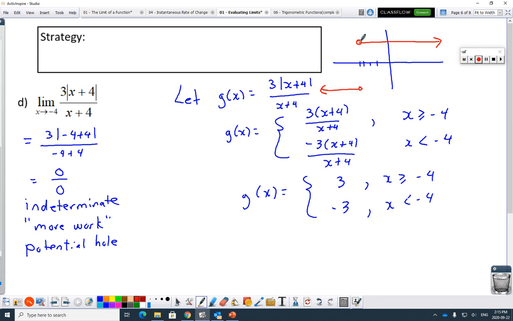Because x can't equal negative 4. You can't plug negative 4 into this thing. So not only is it a hole, it's a jump hole. Weird.